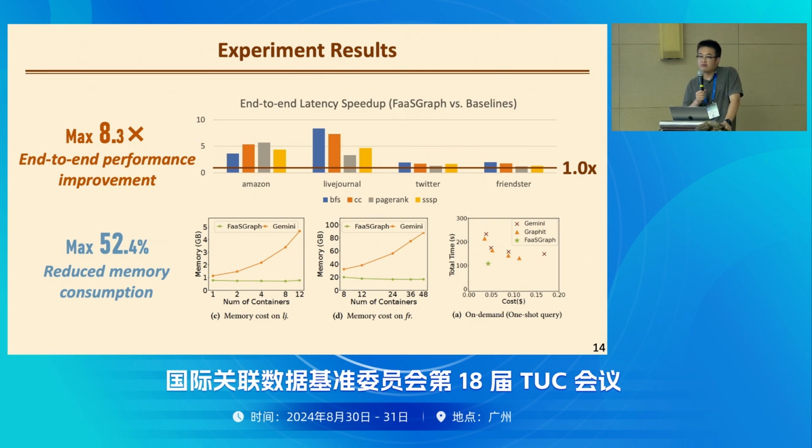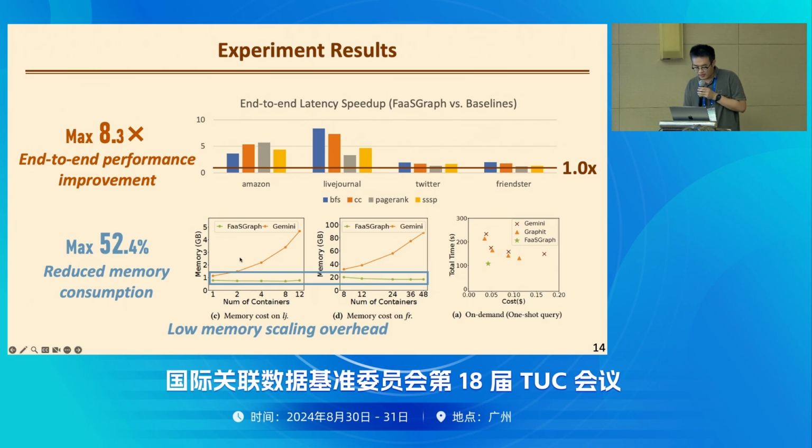Our first result is about the single query. Our experiments show that FastGraph improves the end-to-end performance by up to 8.3 times and reduces memory usage by around 50% compared to SOTA systems. Simultaneously, FastGraph demonstrates low memory scaling overhead and resource increase. Secondly, it achieves a balance between the cost and the performance.